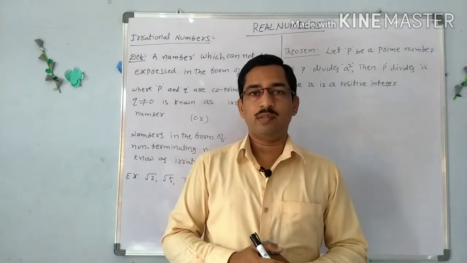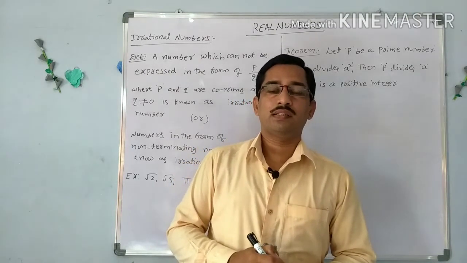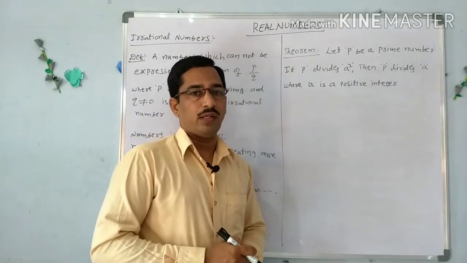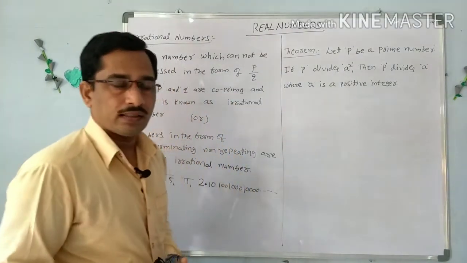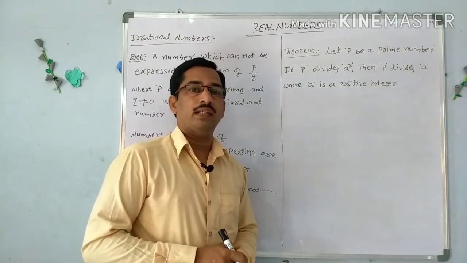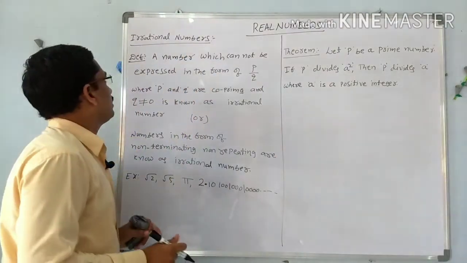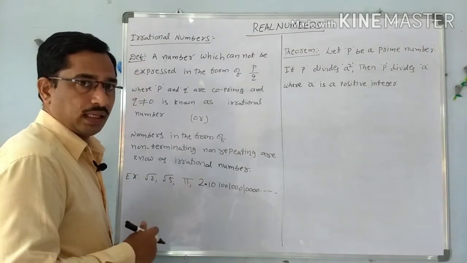After real numbers, today we discuss irrational numbers and exercise 1.4 problems. Yesterday we discussed rational numbers and their decimal expansion. Now today we discuss irrational numbers. So what is an irrational number?